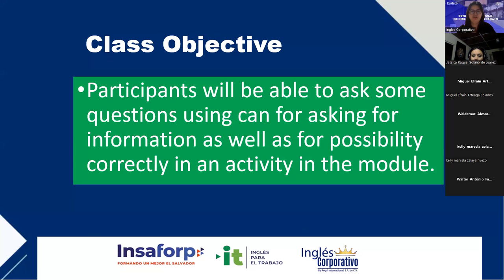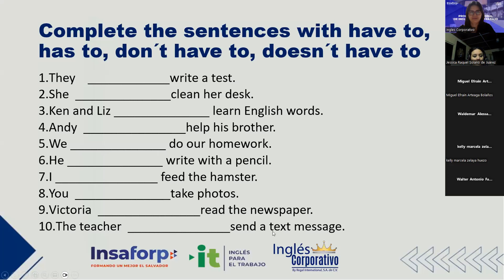We will make a review of have and has that we were talking about yesterday. Can be have, has, or doesn't have, or don't have, depending on the subject that we are using, right? Now, well, we have the sentences here. What you're going to do, as I said, this is a review of yesterday's class. When we were talking about have to, we were talking about obligation. Yes, Pedro. Okay, Pedro. So, yeah, we're talking about obligation. We were talking about obligation yesterday. So we were using have to, has to, don't have to, and doesn't have to, right?